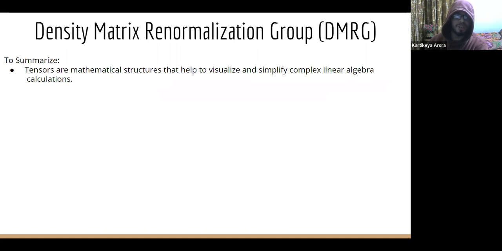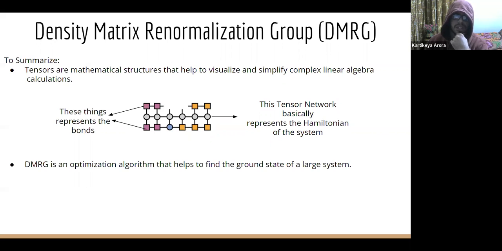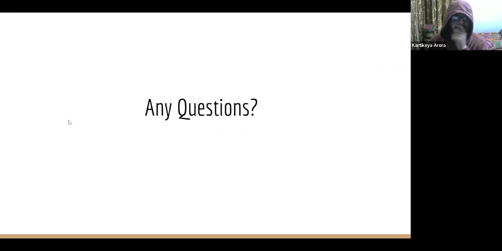For those of you who couldn't follow, here's a summary. Tensors are mathematical structures that help to visualize and simplify complex linear algebra calculations. In this tensor network, the middle one represents the Hamiltonian of the system, and the purple and yellow boxes represent the bonds. DMRG is an optimization algorithm that helps us find the ground state of a large system. So, any questions? If not, then I'll continue.